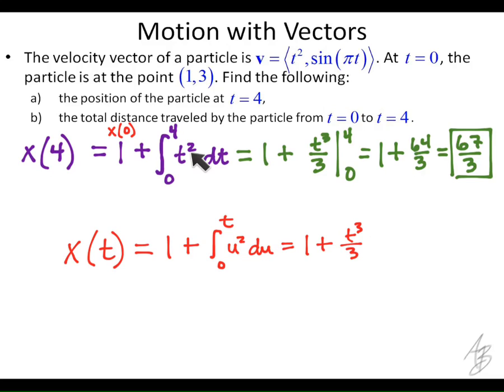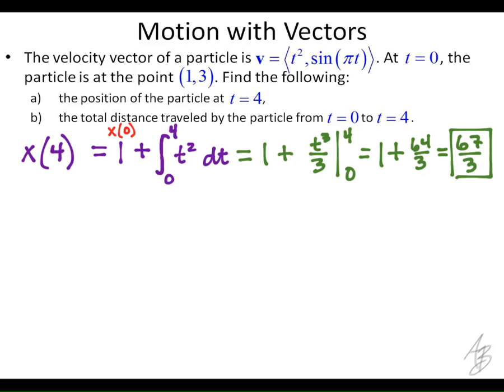So I can generalize this. We did it for 4, but I could generalize this for any t value just by using a variable upper limit here. We didn't ask to do that in this problem, though. We weren't asked to do it, so we don't need that. So how about y? How can we find the y value at 4?